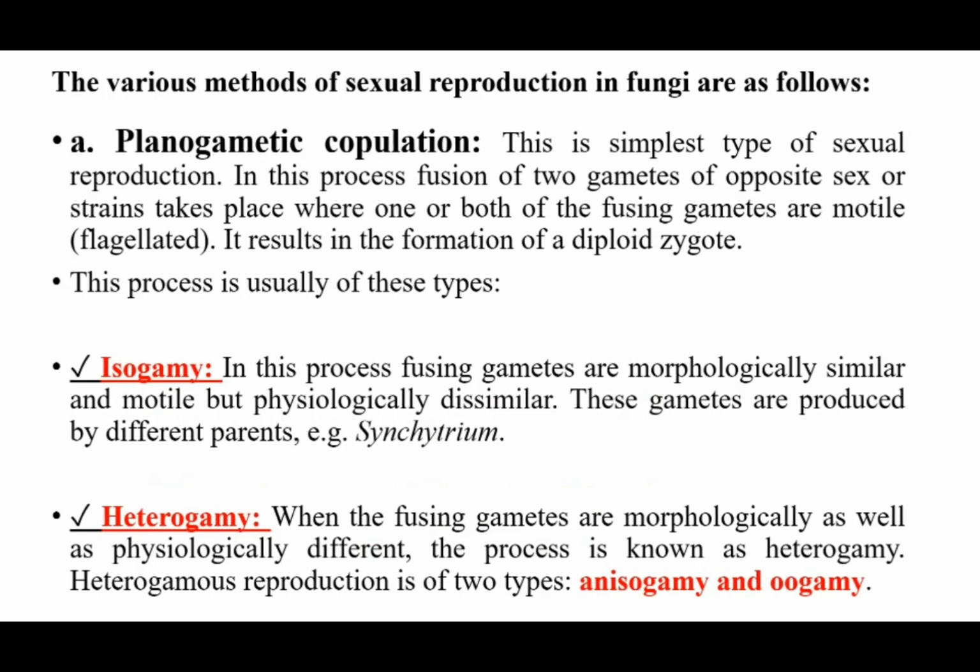Then the various methods of sexual reproduction in fungi are as follows. One is planogametic copulation. This is the simplest type of sexual reproduction. In this process, fusion of two gametes of opposite sex or strain takes place, where one or both fusing gametes are motile. Here both are motile. It results in the formation of a diploid zygote. Two gametes fuse to form one diploid zygote. This process is usually of three types.